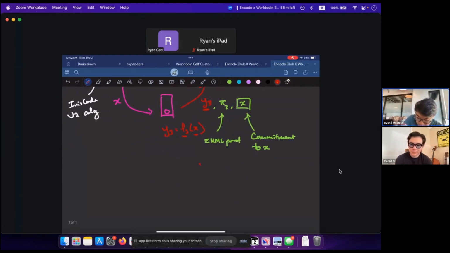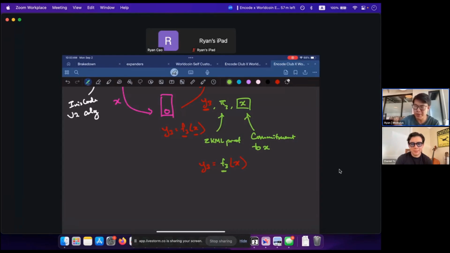Now the picture looks like Y3 equals, and there's a reason that I'm putting that in red, Y3 equals F3 of X. So after verifying the ZKML proof, effectively what we know now is that the computation was done correctly. So F3 is now in green.